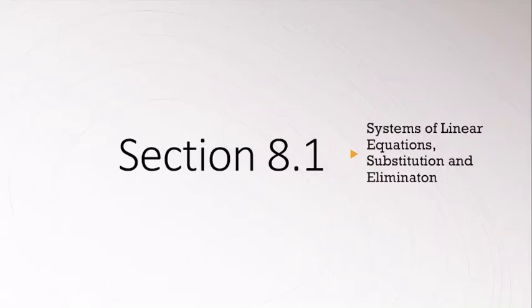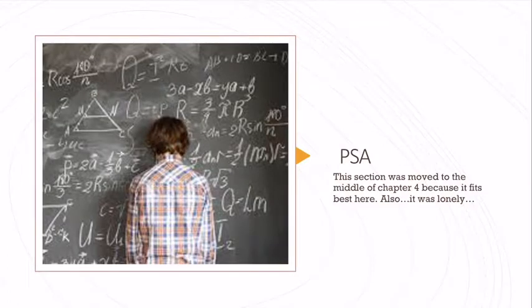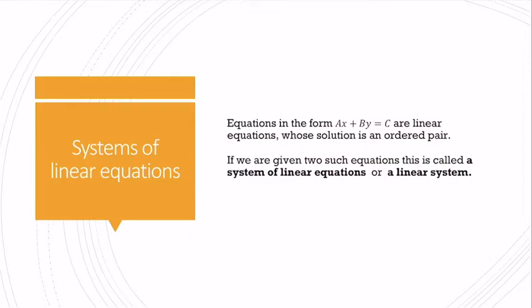So the next section I want us to talk about is section 8.1. Now I know we're jumping from section 4.1 to 8.1, but 8.1 is the only section we cover in chapter 8, and it fits really well in chapter 4, and it was really, really lonely. So I'm glad we moved it ahead a little bit. Section 8.1 is all about systems of linear equations.